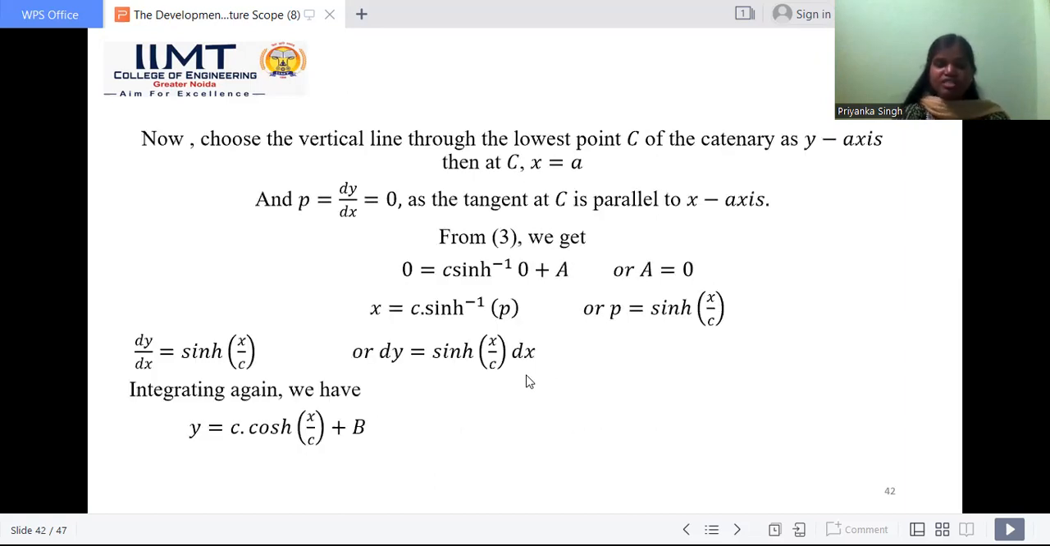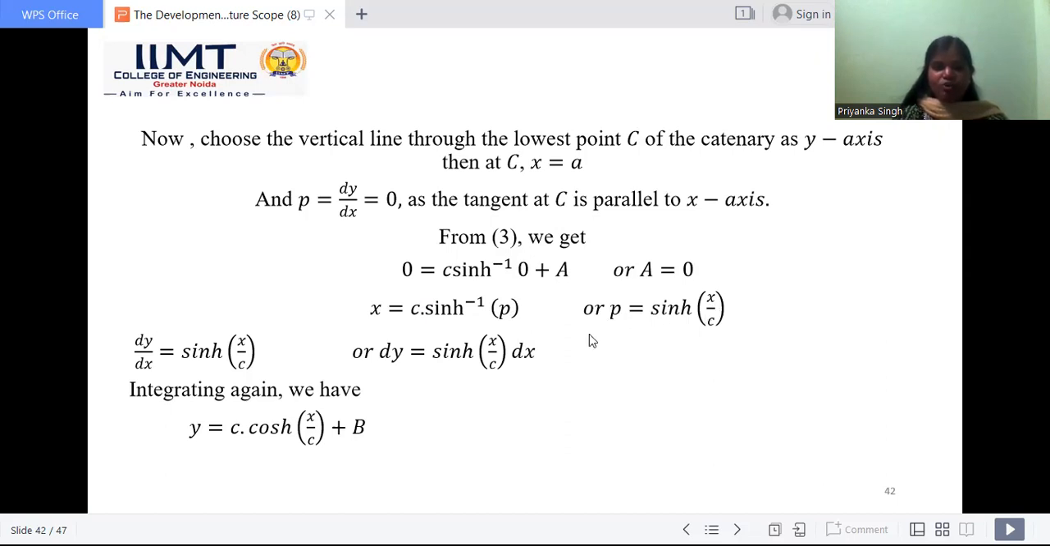Now I find the constant value of a. Choose the vertical line through the lowest point c of the catenary as the y-axis. Then at c, x is equal to a, and dy by dx is equal to 0 as the tangent at c is parallel to the x-axis. Now putting p equal to 0, we get 0 is equal to c sine hyperbolic inverse of 0 plus a. So a is equal to 0. So x is equal to c sine hyperbolic inverse p. Next, transferring c to the left hand side, x upon c is equal to sine hyperbolic inverse p, so p is equal to sine hyperbolic x upon c.